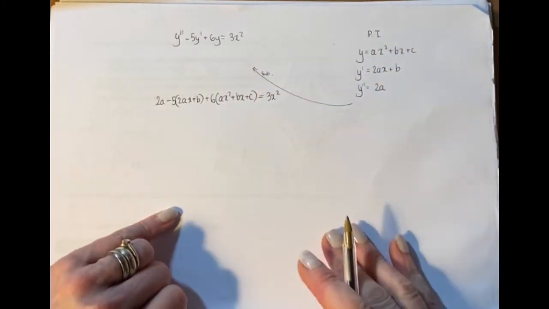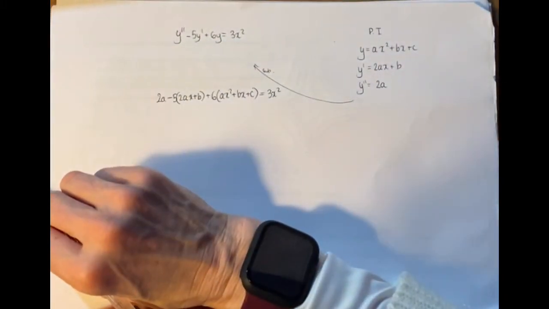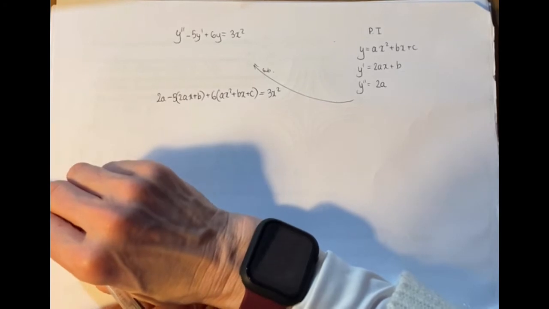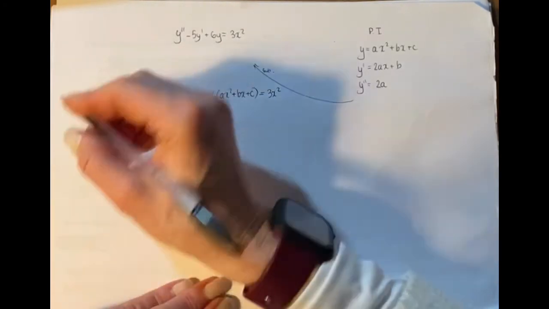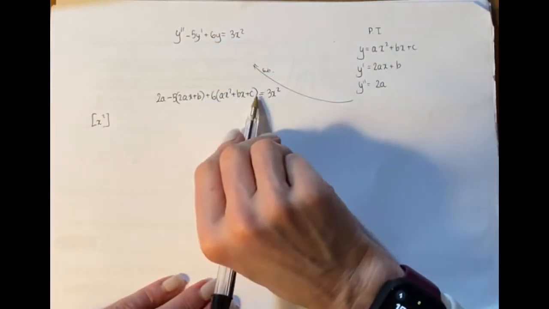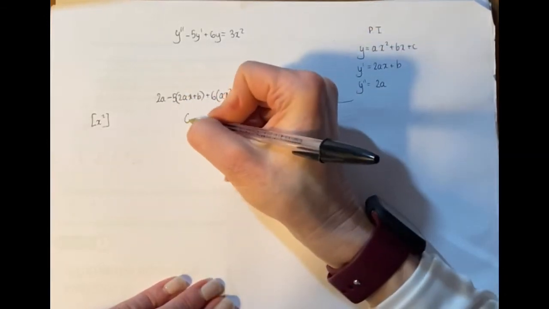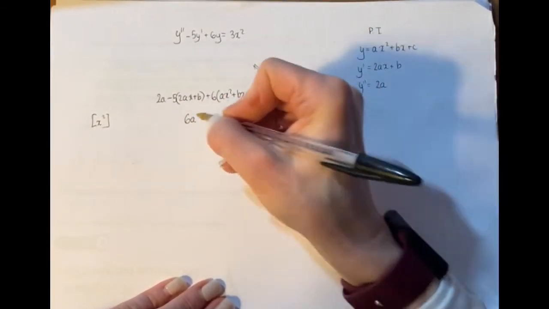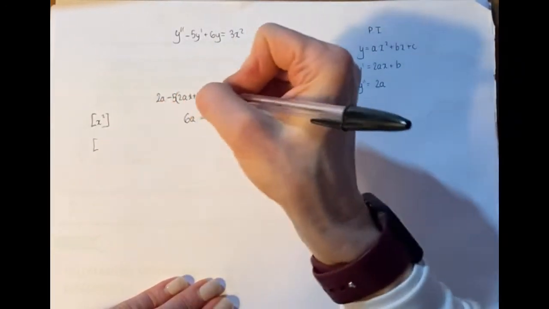And now we're just going to find the values of a and b by comparing the number of x squared on the left hand side with the number of x squared on the right hand side. So we're going to compare how many x squared we have. You don't need to multiply everything out. You can see that on this side I've got 6a, and on the right hand side I've got 3. That's not enough to find a and b, but I can find a from that.